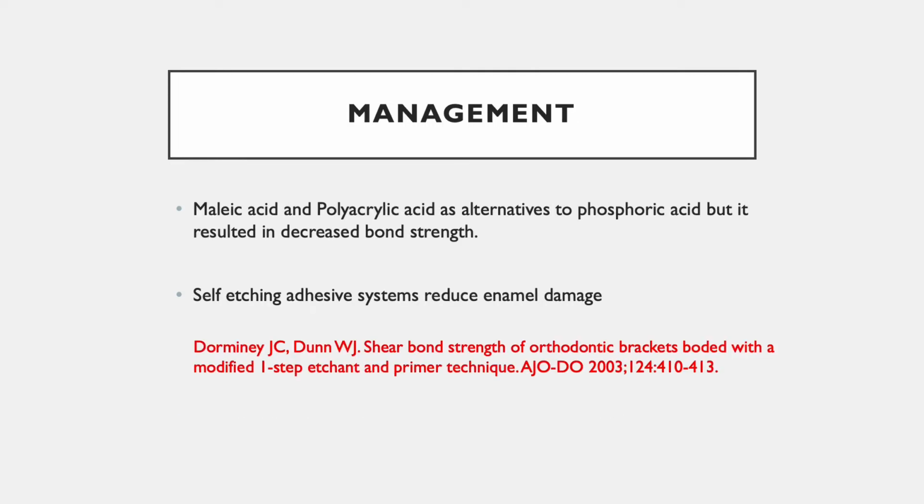To reduce the enamel damage during the acid procedure, we have an option of using malic acid or polyacrylic acid as an alternative to phosphoric acid. But the side effect of using these acids is a decreased bond strength. We can also use a self-etching adhesive system to reduce the enamel damage while the bonding strength is optimal for braces treatment.